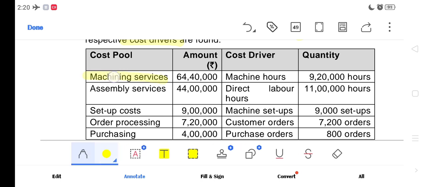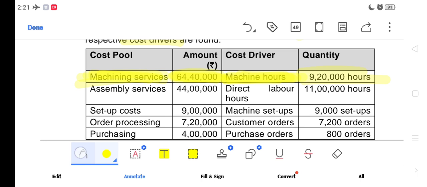For example, here machine services is there. This is the cost pool, 64 lakhs 40,000. So what is the basis for this machine services? This is the cost driver. On the basis of machine hours, they have calculated this much amount, and the quantity is 9 lakh 20. So the cost pool is for this machining services, on the basis of machine hours, which is the cost driver, they have attained 64 lakh 40,000. That could be the amount that is incurred.